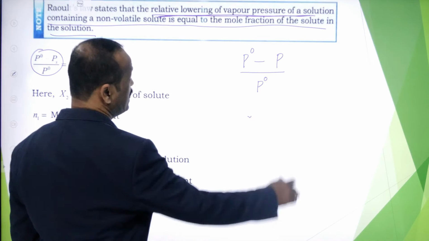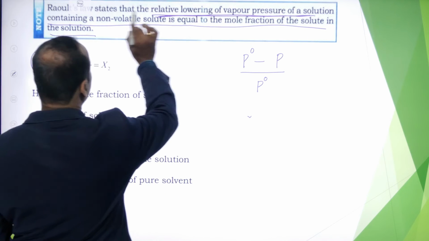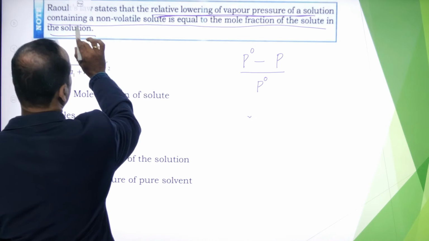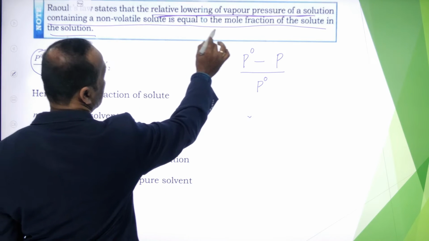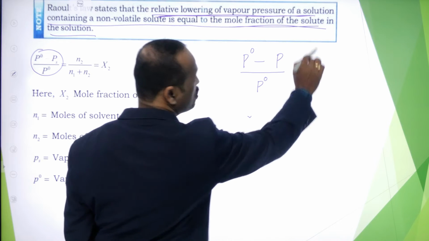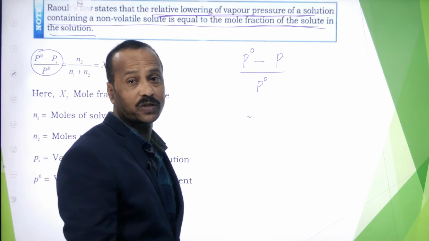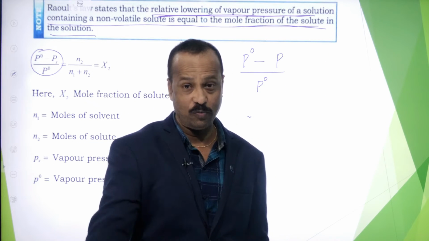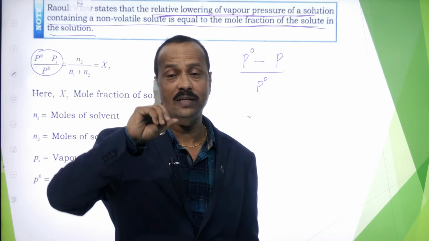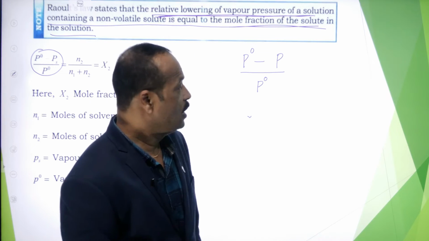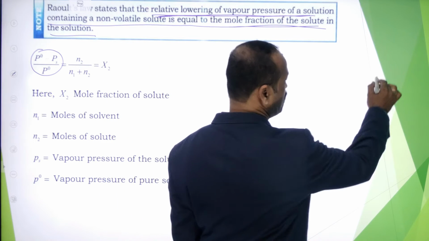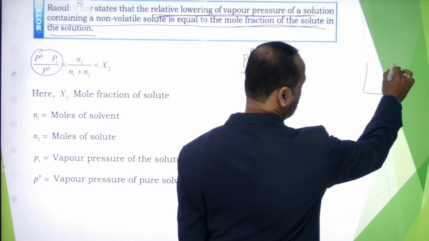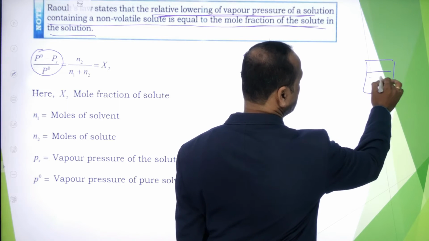Now, what does Raoult's law state here? Raoult's law states that the relative lowering of vapor pressure of a non-volatile solute is equal to the mole fraction of the solute. So now let's revise mole fraction, which we already discussed, and we have done numericals on it also. So what is mole fraction? For example, there is one solution. In this solution, what does it mean?